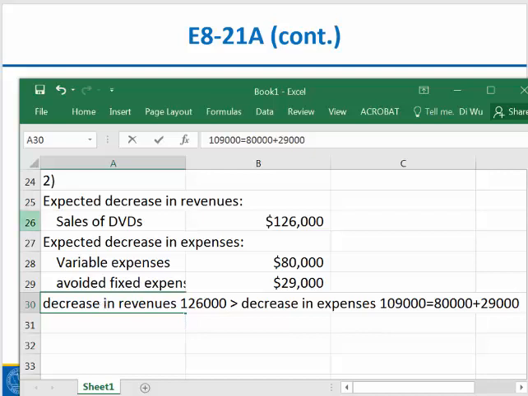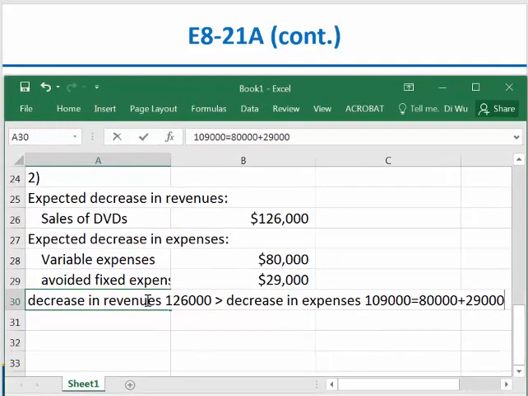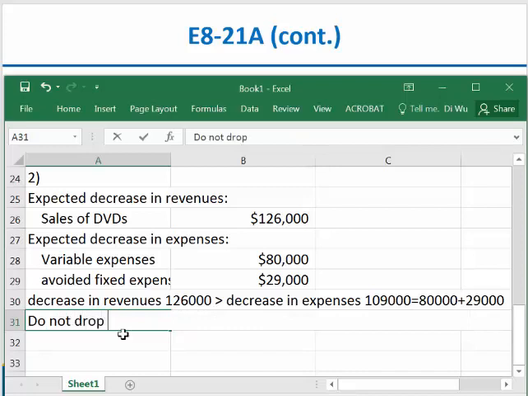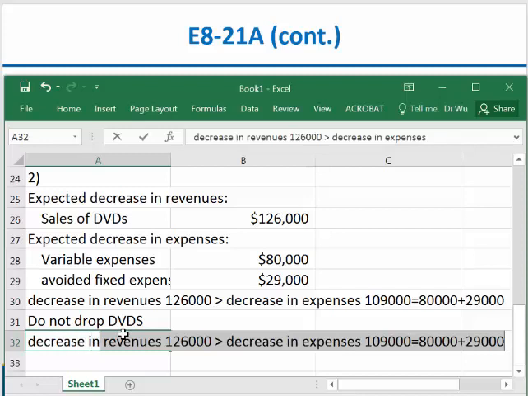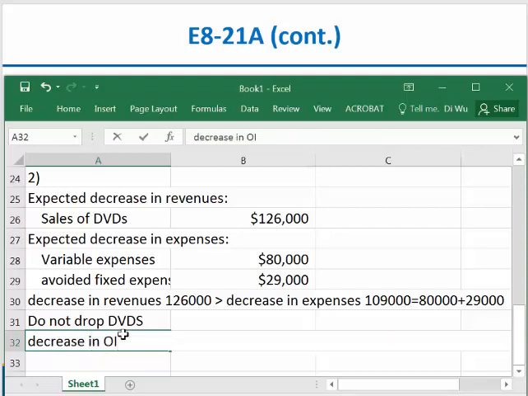Okay, that's very interesting here, because even though you have some fixed expenses avoided, it's still not big enough to offset your loss in revenues. So therefore, you're losing revenues. So finally, what we can conclude is, well, it's still a no-go. So don't drop DVDs, because you will see a decrease in operating income.